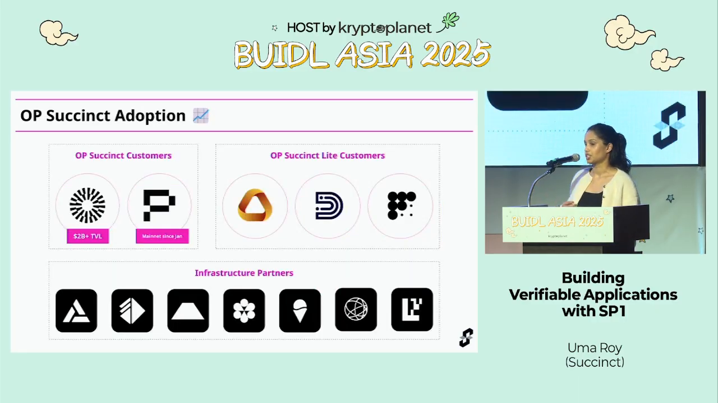And OP Succinct actually has adoption even today, even though it was released only a few months ago. So we've been running a mainnet since January, and we have another customer, Mantle, who is using it on their testnet and planning to go live on their mainnet with it soon. And they're a very large rollup with over $2 billion in TVL. So it kind of shows these existing trends are already playing out.